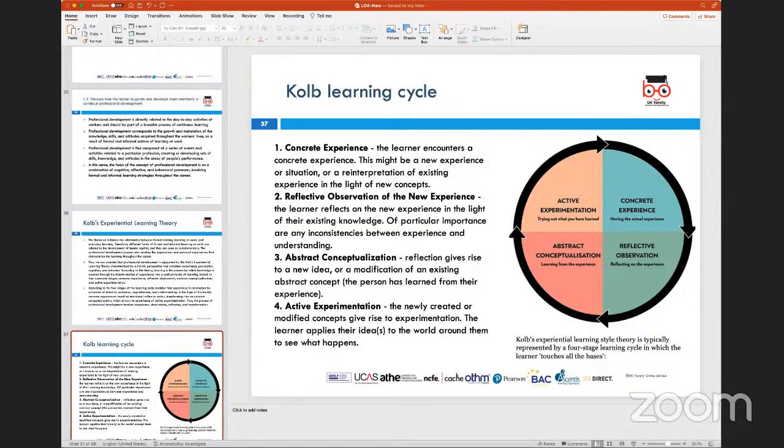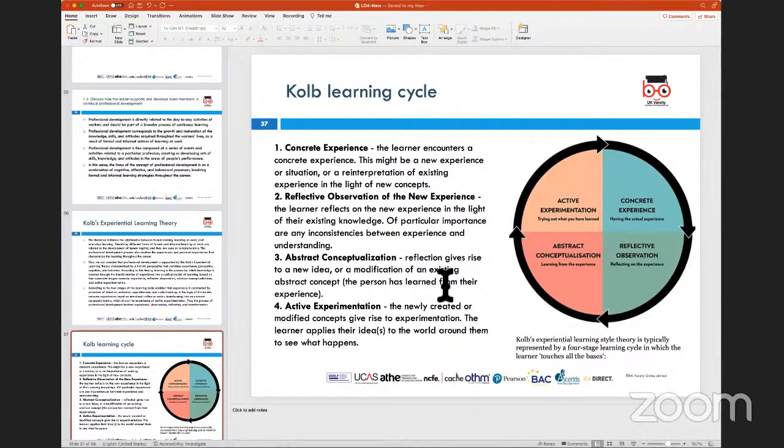and then reinterpretation of that existing situation helps them understand the information or the concepts better. Reflective observation tends to be when learners reflect on new experiences in the light of their existing knowledge. That means they consider the experience that they've had and the knowledge that they've had, and then compare the two to see what the inconsistencies are, and then they look at building their expectation of what they could expect by undertaking that activity.